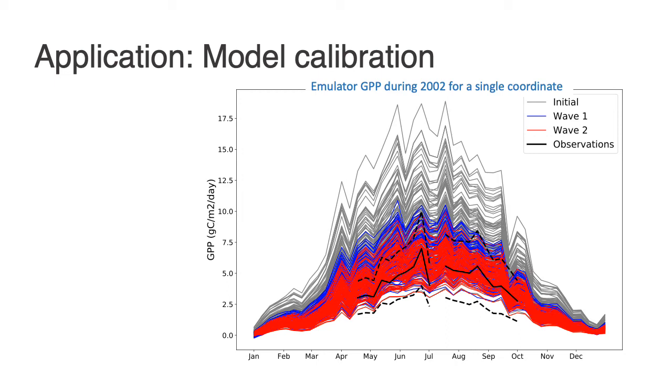This shows GPP predicted by the emulator for a single location in 2002. The gray lines show all possible predictions of GPP, and the black lines are observations with some uncertainty bounds. We used history matching to gradually rule out combinations of parameters that gave "bad" results. And in the end, we have parameter values for JULES that give realistic results for this set of observations.